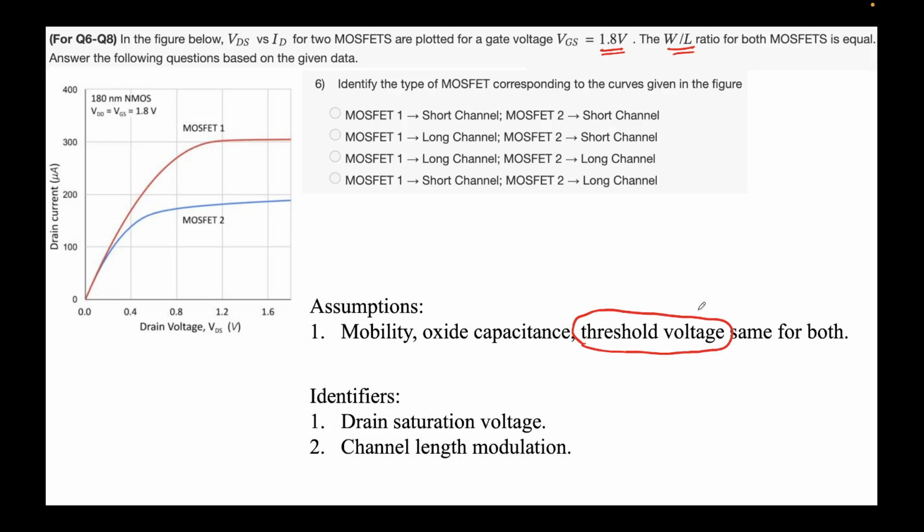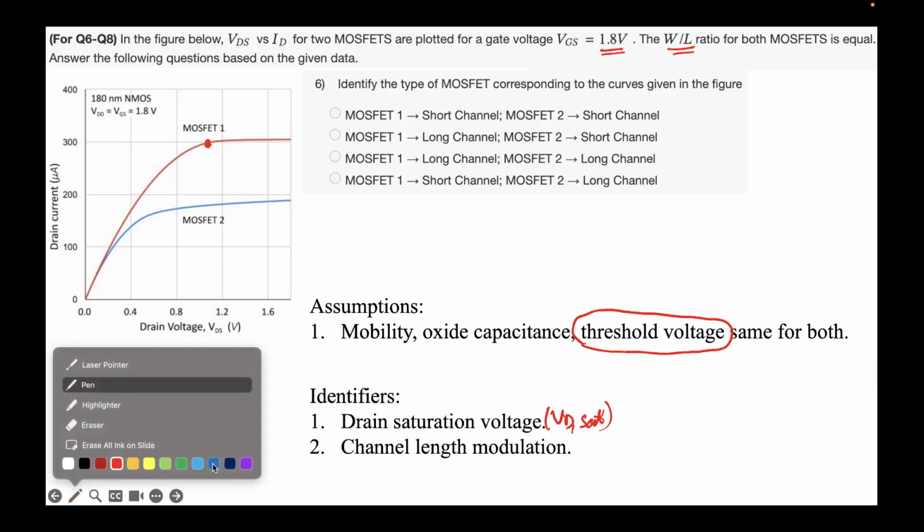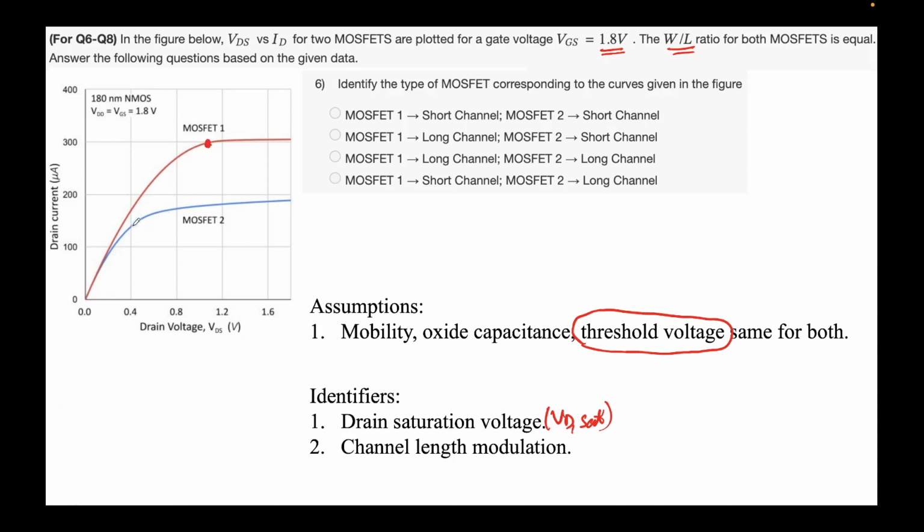Second thing, what I see by looking at these characteristics is the drain saturation voltage, that is VDSAT. I see it is somewhere over here for the red curve, and for the blue curve it is somewhere over here. I'm seeing the knee voltage, right? You can see there's a curve.